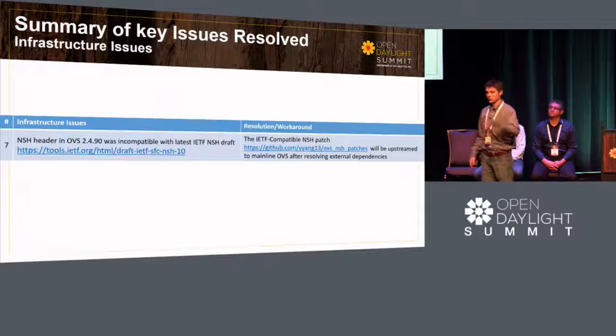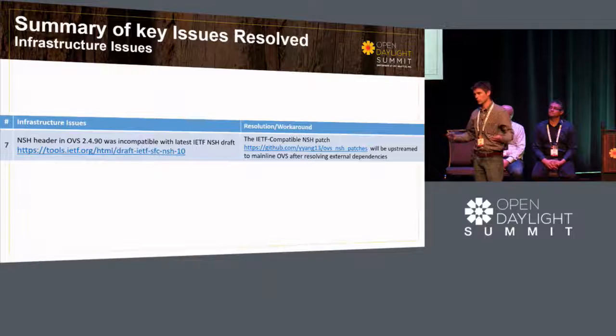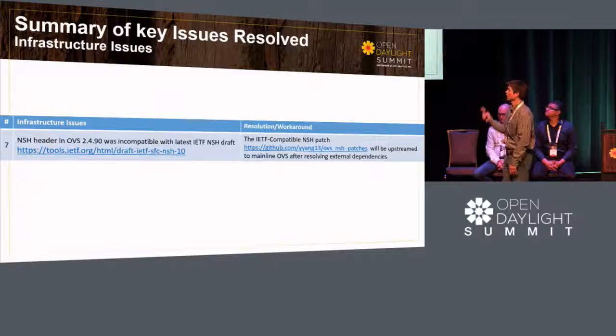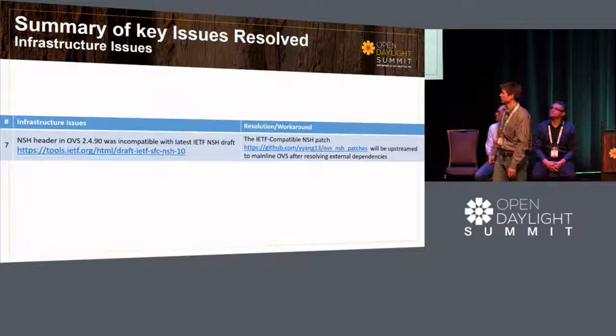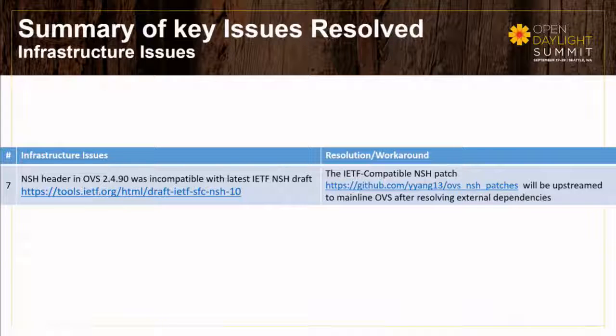Some infrastructure issues, so these are non-ODL, but from a solution integration standpoint, these are some issues we ran into with NSH. The NSH header in OVS 2.4.9 was incompatible with the latest IETF draft. So we created some NSH patches that are available at that link on GitHub, and they'll be upstreamed to the OVS community shortly, ideally.